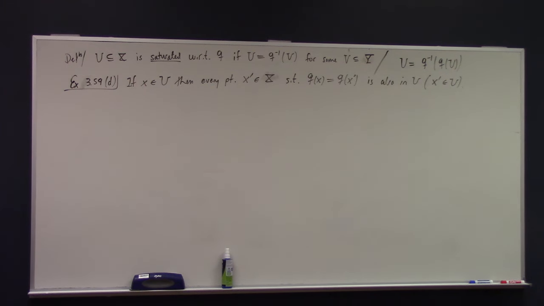In other words, part D is again saying almost the same thing as part C, which is, if you've got part of a fiber, you have to have all of the fiber. That's the way I would read part D.